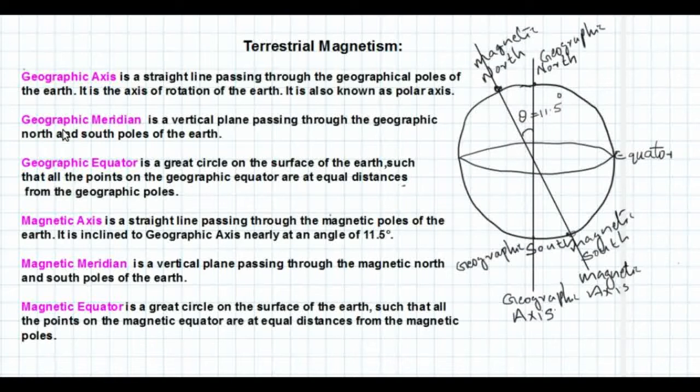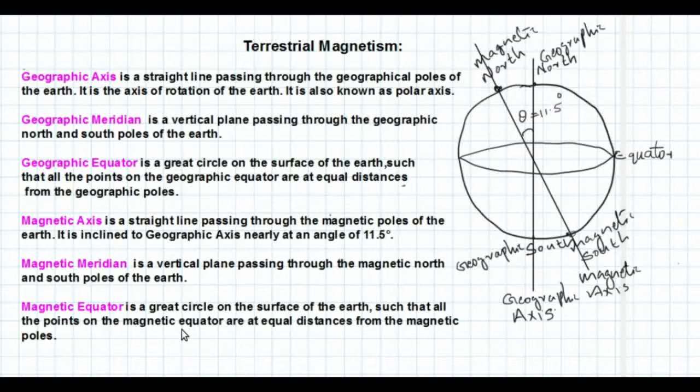Now similar to geographic meridian, we have magnetic meridian. So it is a vertical plane passing through the magnetic north and magnetic south poles of the earth. So this is very similar to geographic meridian. Here also you can assume this earth is formed of two hemispheres, and the plane that you are getting of this hemisphere will be the meridian, or the magnetic meridian in this case.